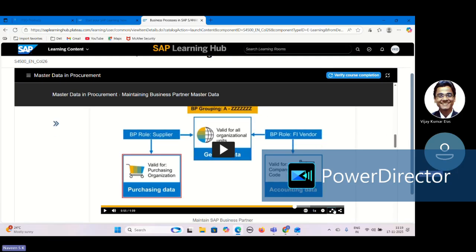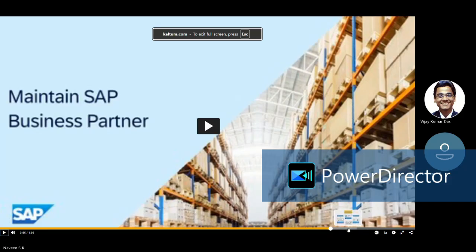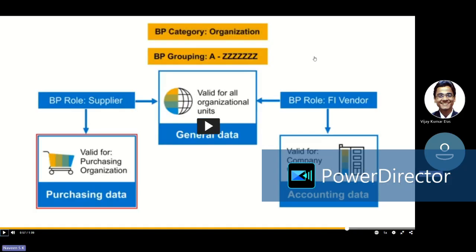Let me expand this. Okay, you can see the business partner category is the first we need to select. Either it's a person, organization, or group. Generally, for vendors, we create organization only as a BP category. So then we also have the business partner grouping.